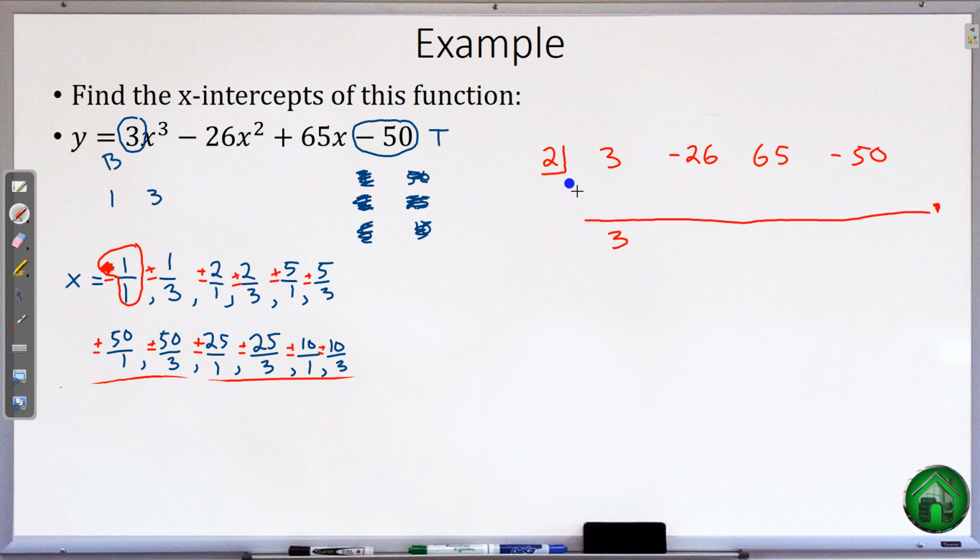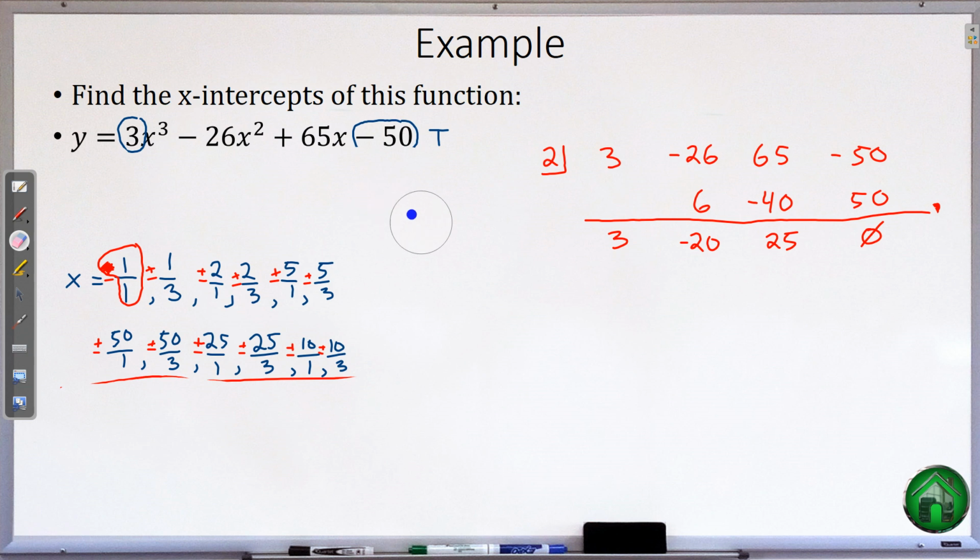So the 3 comes down. 2 times 3 is 6. That's negative 20. That's negative 40. And that is 25. And 2 times 25, look at that, 50. We get a remainder of 0, which means this is one of our x-intercepts. That works out. So we're going to start writing our factored form here. We now know that x minus 2 is a factor. So now we can keep going.